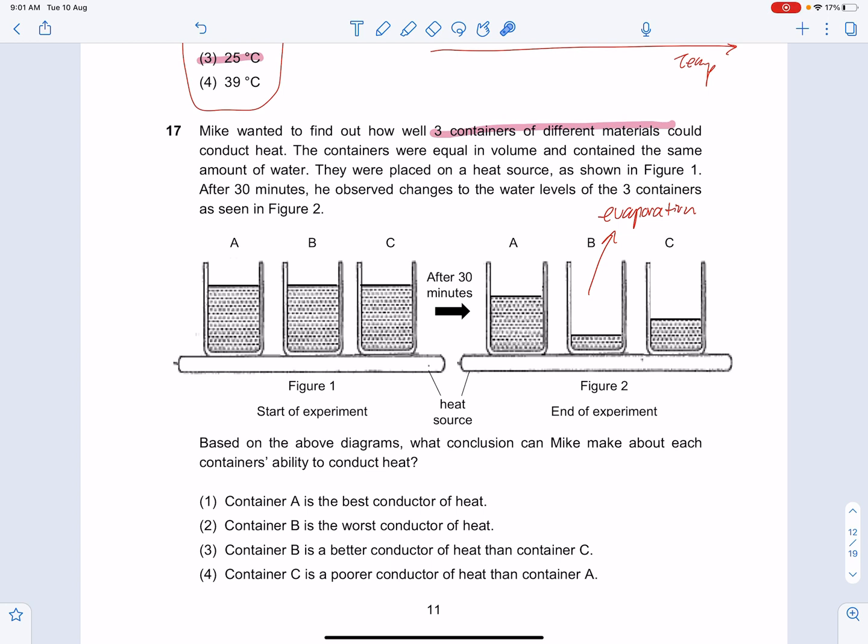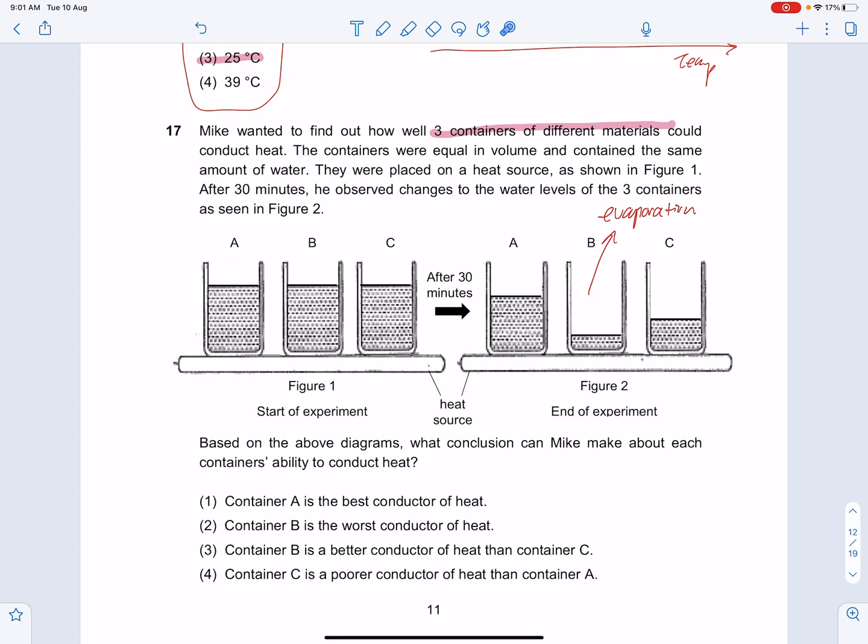So right off the top, I already know that C is the best material. Sorry, B is the best material because it has the least amount of water left. So this tells me that it has undergone the highest rate of evaporation due to the largest amount of heat gain. Okay?